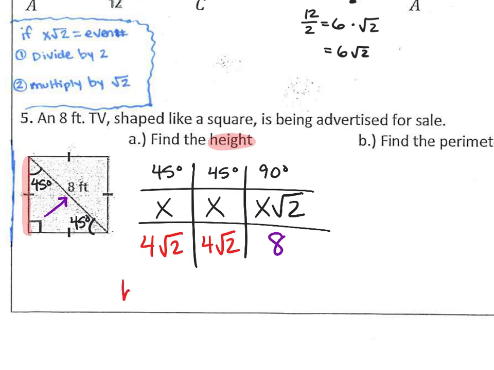So what is the height of this square? The height is just one of those side lengths, 4 square root of 2. And if we were actually answering this question, since it's a real life question, you'd never measure something as 4 square root of 2. You'd probably measure this in decimal form. So this is approximately 5.657 feet tall. Imagine a 5-foot tall TV. Yikes.